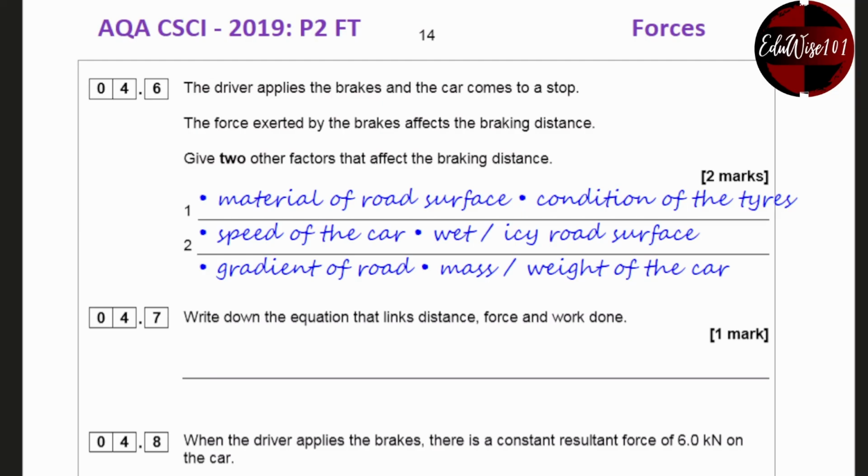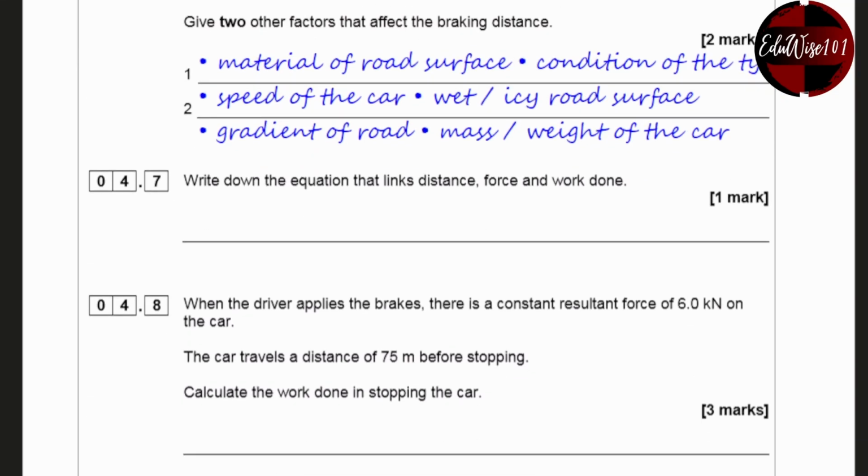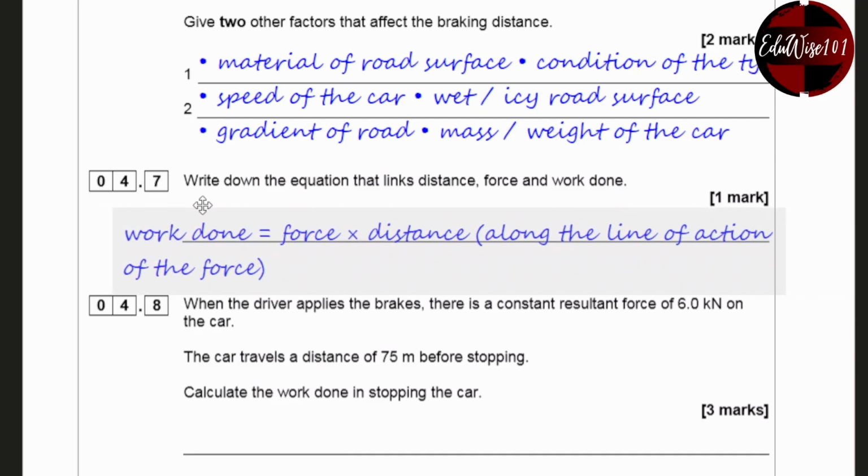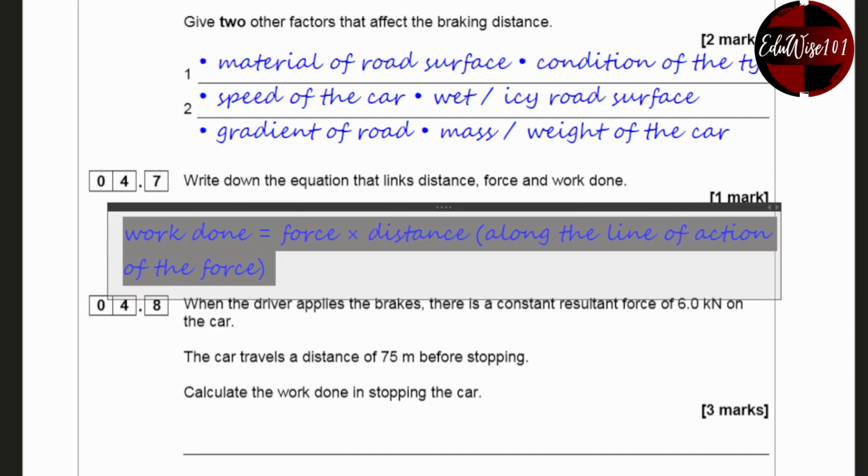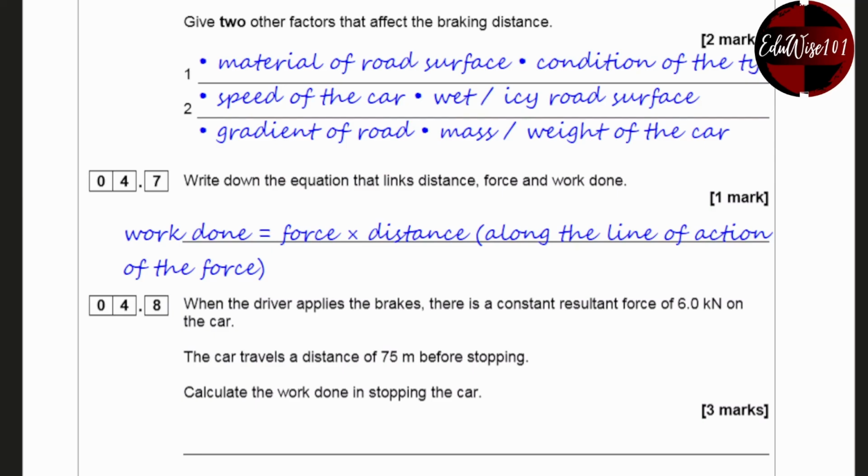Write down the equation that links distance, force, and work done. So the equation that links all three of them, which should be in your equation sheet, is work done equals force multiplied by the distance, right? And you don't really have to write this bit along in the arrows along the line of action of the force.